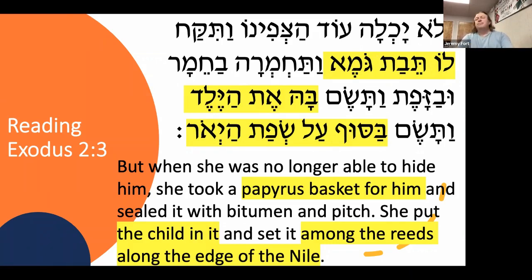What's the difference between an ark and a basket? You mean like the translation down here? It's what the English Standard Version translators decided to do. But you can see how easily you can miss things, right? A papyrus basket certainly doesn't sound like an ark of gopher wood.